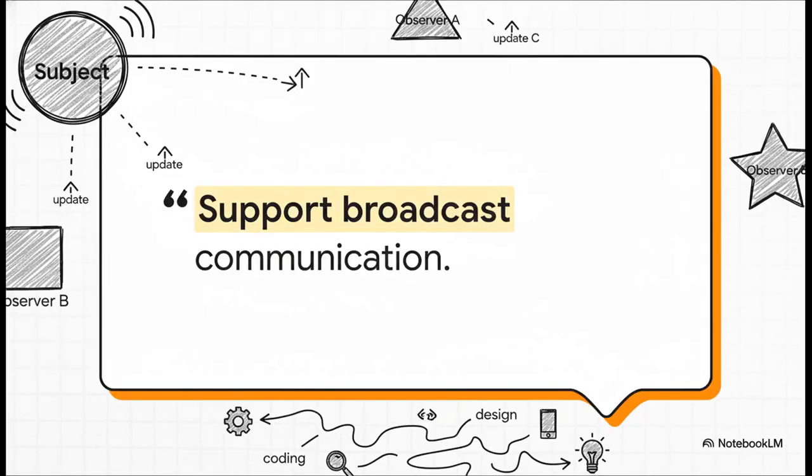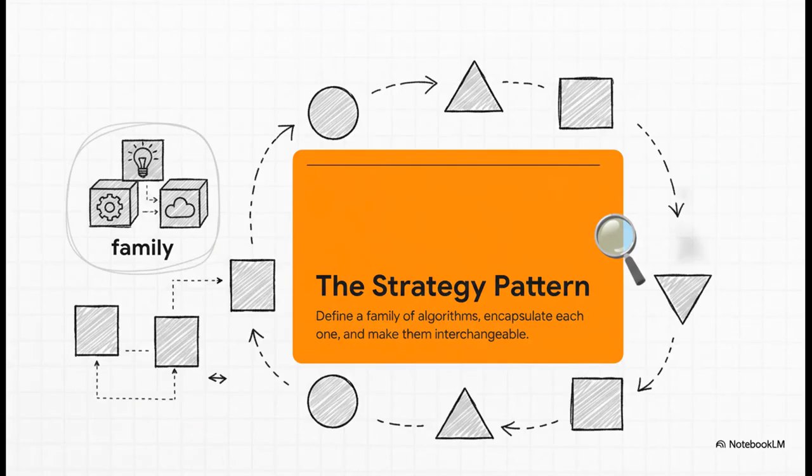Well, the key consequence is that this pattern supports broadcast communication. The subject doesn't need to know anything specific about its observers, other than the fact that they're listening. It can just blast out a notification to many different types of objects all at once without being tightly coupled to any of them. All right, our final example from the toolkit is another awesome behavioral pattern, the strategy pattern.